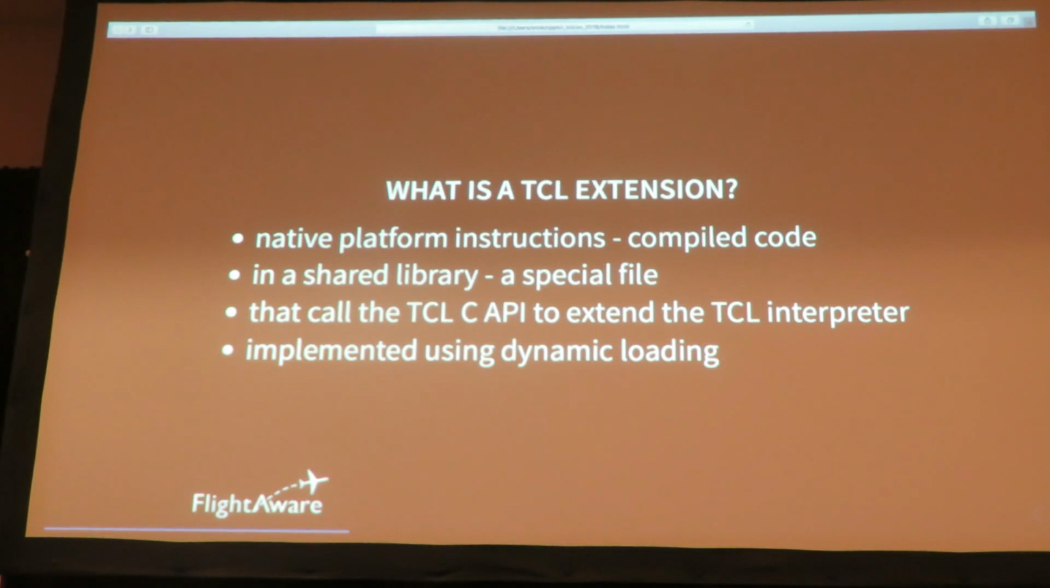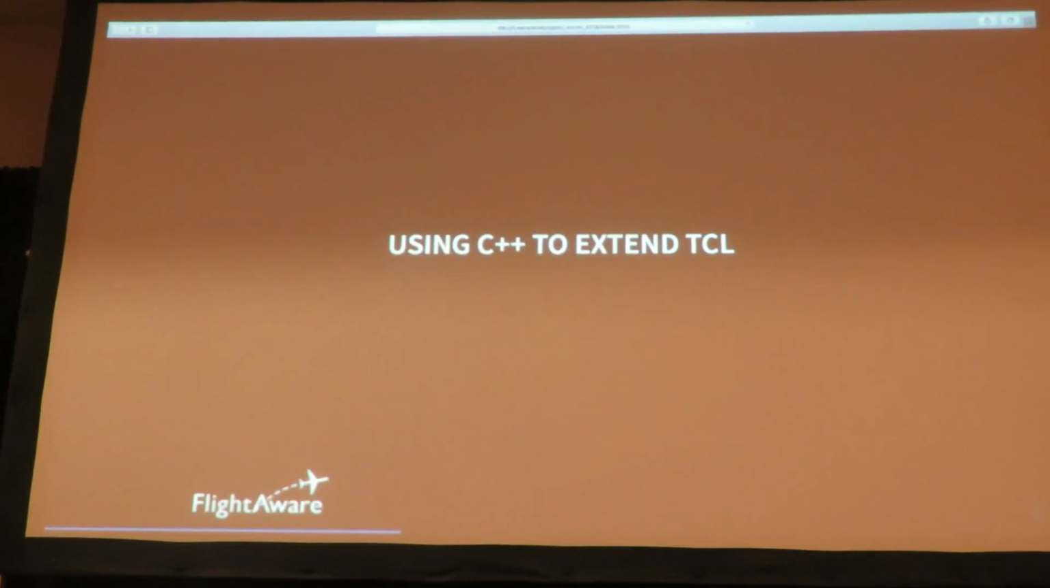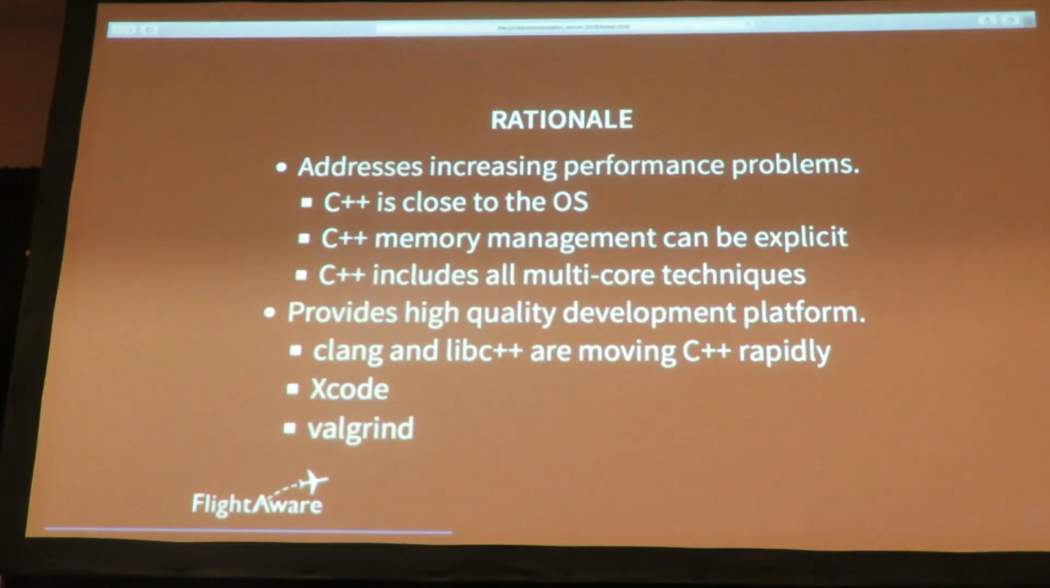So what is a Tcl extension? We write a program in C or C++ or any language that we can compile that would put it into a shared library, which is a special file that you can load at runtime. So you've got your program, you're going to load another piece into it. Then it calls the Tcl C API to extend the Tcl interpreter with new behaviors. It doesn't necessarily have to be a command, it can be a type, it can be many things. And of course dynamic loading is the way it works. It uses the DL load, Tcl load command.